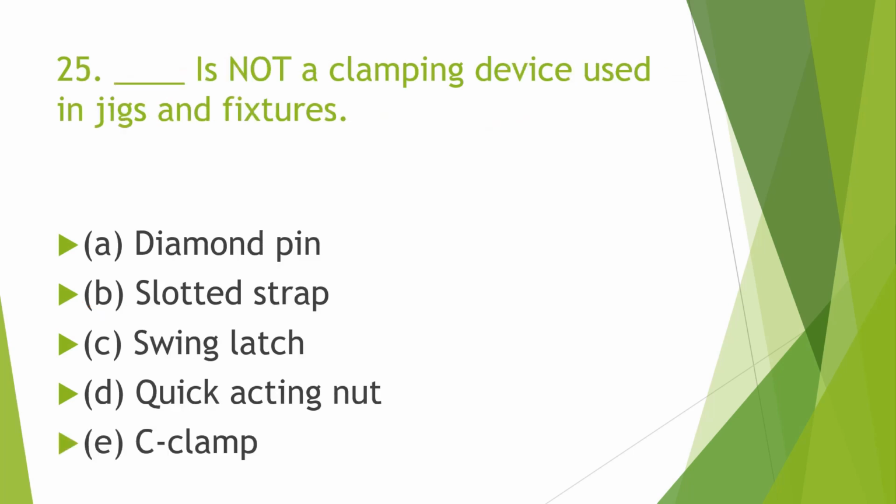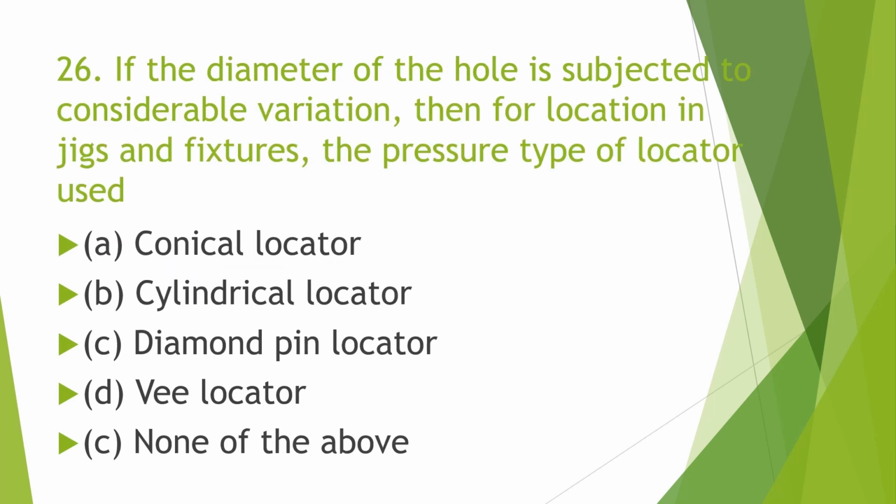Question number 25. Which is not a clamping device used in jigs and fixtures? Answer will be diamond pin. Diamond pin is not a clamping device. Question number 26. If the diameter of the hole is subjected to considerable variation, then for location in jigs and fixtures, the pressure type of locator used is conical locator. Answer will be conical locator.